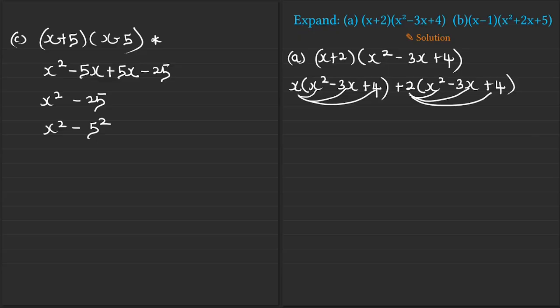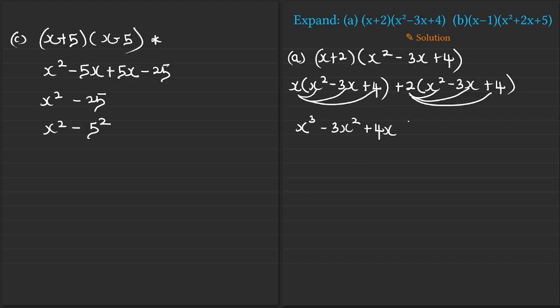So for the first one, we have x multiplying x squared. And take note, your laws of indices should be applied here. x multiplies x squared to give us x to the power 2 plus 1, or you can simply write it directly. So x multiplies x squared to give us x cubed. Then x multiplies negative 3x to give us a negative 3x squared. x multiplies the positive 4 to give us a 4x. Then we come to this side as well.